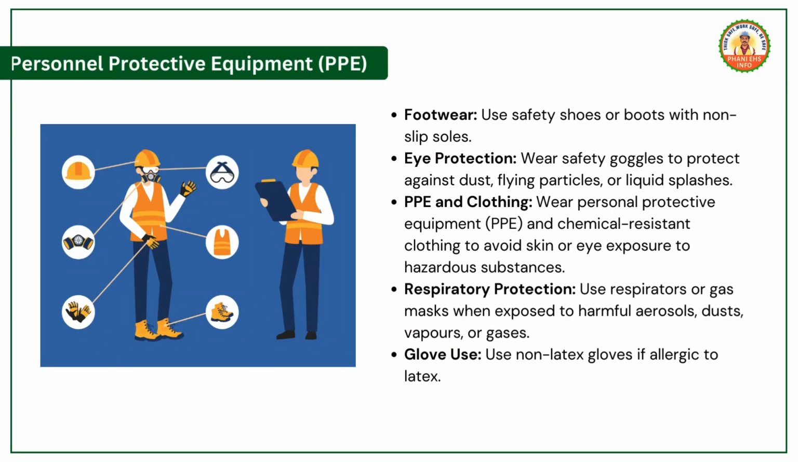Personal protective equipment (PPE) for ETP operations. Footwear. Use safety shoes or boots with non-slip soles. Eye protection. Wear safety goggles to protect against dust, flying particles, or liquid splashes. PPE and clothing. Wear personal protective equipment (PPE) and chemical-resistant clothing to avoid skin or eye exposure to hazardous substances.